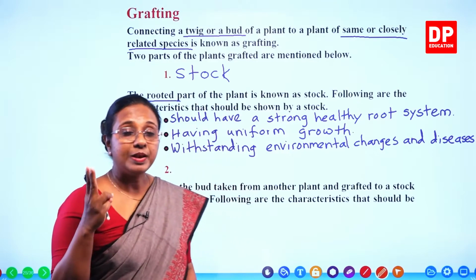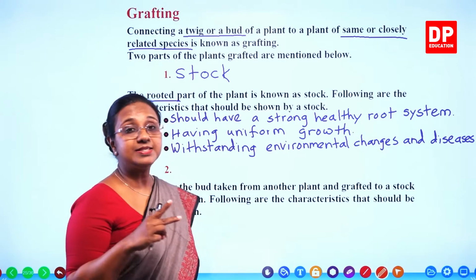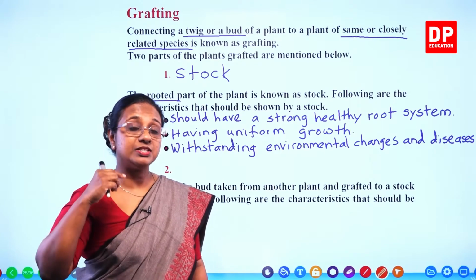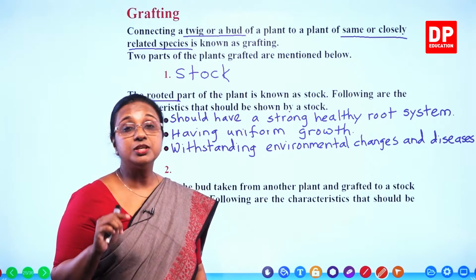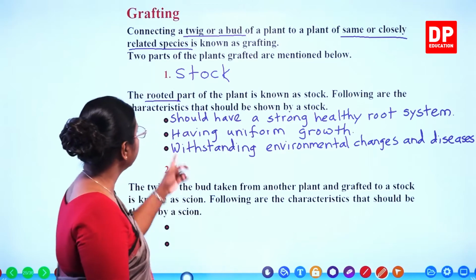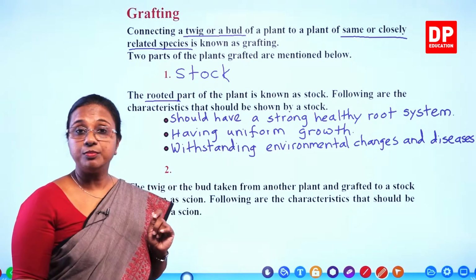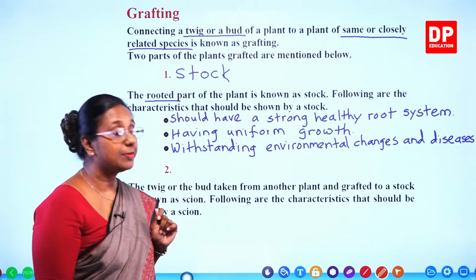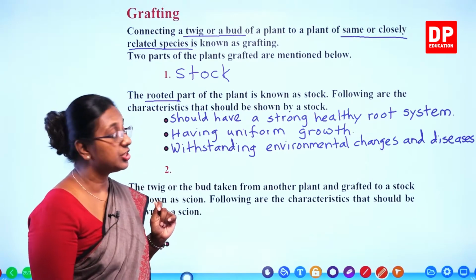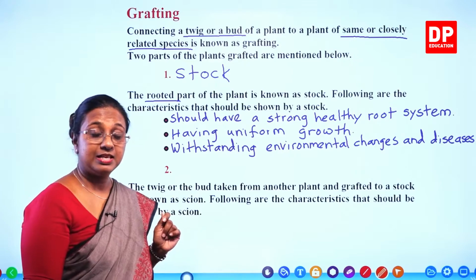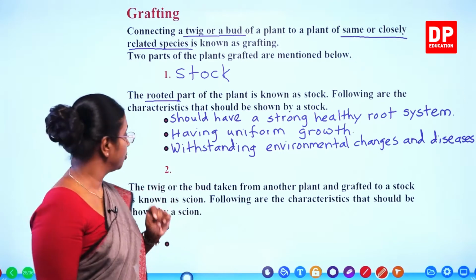So two plants are involved, or two parts are involved. One is the stalk, that is the part that is rooted to the soil. So because of that, it should have a strong, healthy root system. It should have uniform growth, and also it should be able to withstand environmental changes and diseases. Then the second part is known as the scion.